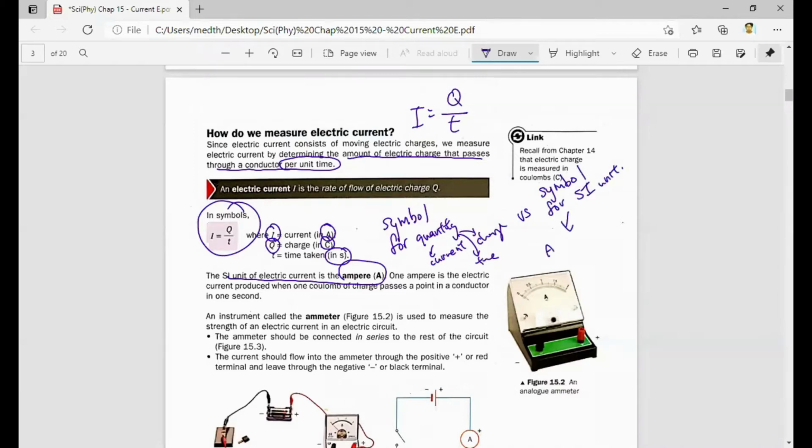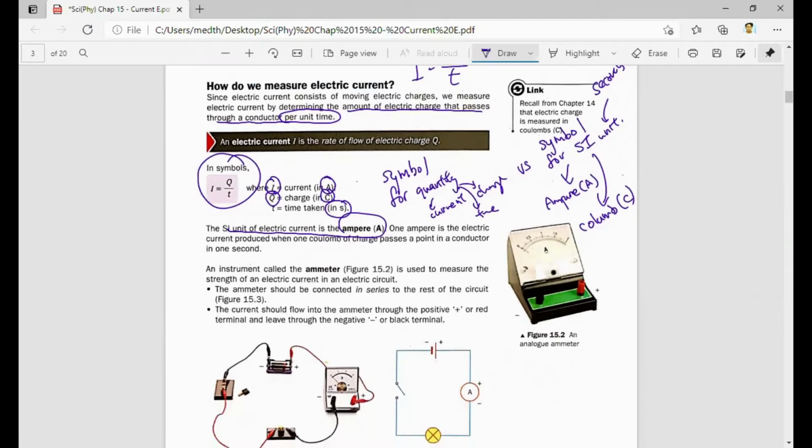So SI unit, for example, ampere. Ampere is the SI unit for current. Then you have charge. Sorry, charge is not the SI. The SI unit is actually Coulomb, which is capital C. And then time. Sorry, the SI unit for time is seconds. So there is a difference between the symbol for the quantity and the symbol for the SI unit. So you must be clear on this. Be very familiar with it. Otherwise, you tend to make mistakes.